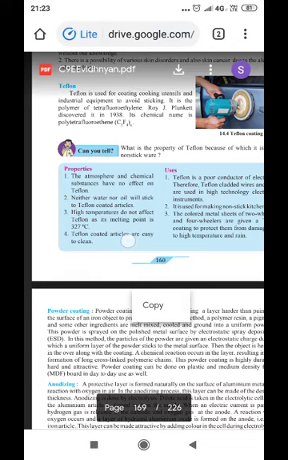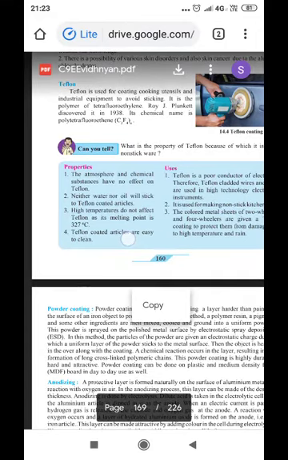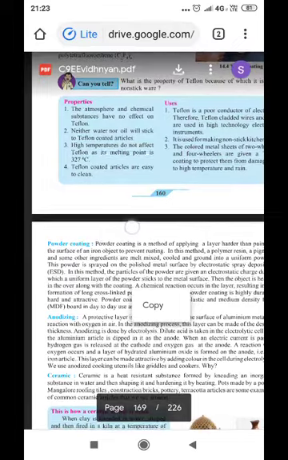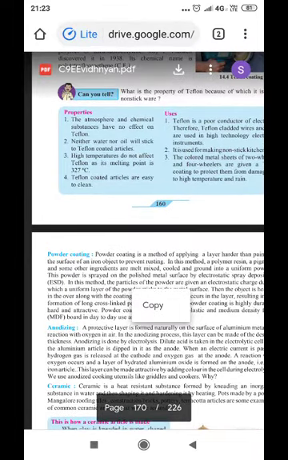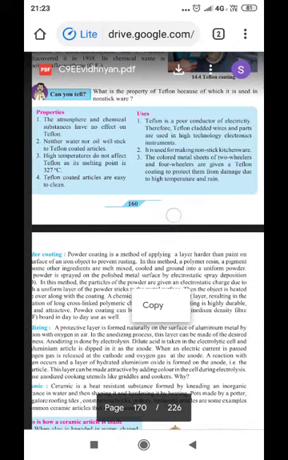Its chemical formula is polytetrafluoroethylene, that is (C2F4)n. The n means it is an n times long chain of C2F4. Now, properties and uses of Teflon.